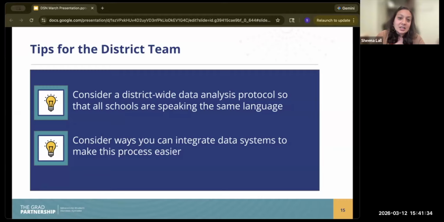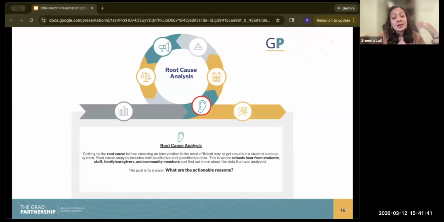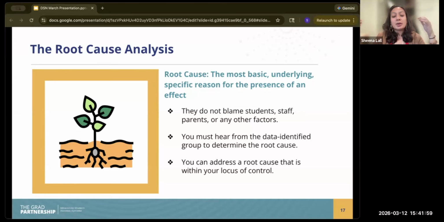So our first step is to take a look at data and try to narrow down a specific set of students that we would love to help. Our second step is to look at a root cause analysis. And the question that your team is asking yourself here is simply, what are the actionable reasons that this is occurring in the data? Really important for us, making sure that we speak to the students or the staff or the parents or the caregivers who are involved in the data. So you must hear from the actual people who are identified in your data to determine their true root cause.